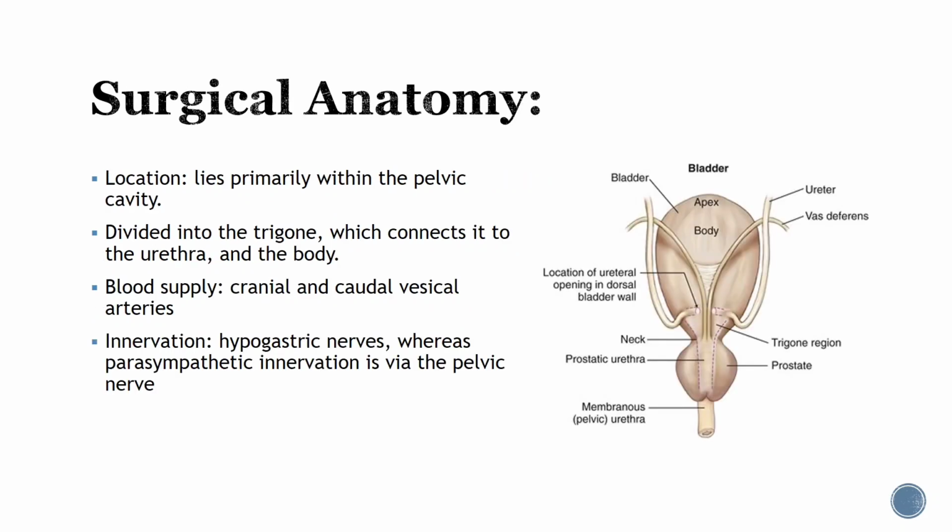Surgical anatomy. The bladder lies primarily within the pelvic cavity, divided into the trigone, which connects it to the urethra, and the body. Its blood supply is the cranial and caudal vesical arteries, while its innervation is the hypogastric nerves, whereas parasympathetic innervation is via the pelvic nerve. Its main function is to store urine that it receives from the kidney through the ureters.